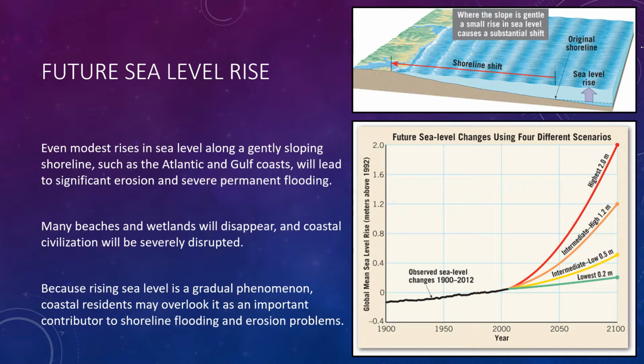So that's not the whole point, though. The whole point isn't to look at the past. The point of this part of the lecture is to look forward. So what about future changes in sea level? Well, scientists realize that even modest rises in sea level along a gently sloping shoreline, such as the Atlantic and Gulf coasts of the United States, will lead to significant erosion and severe permanent inland flooding. If this happens, many beaches and wetlands will disappear and coastal civilizations will be severely disrupted.